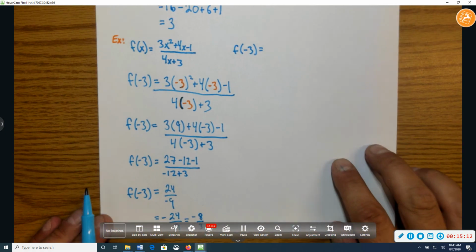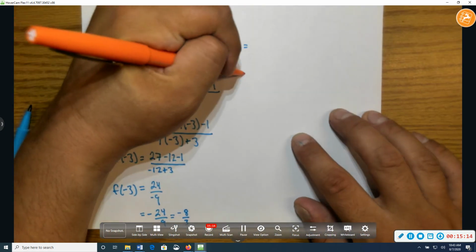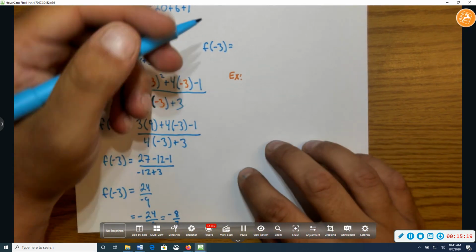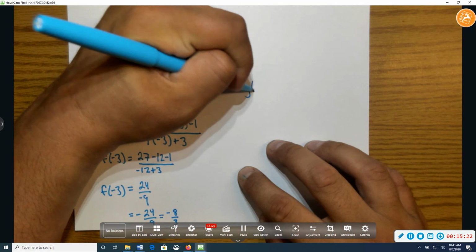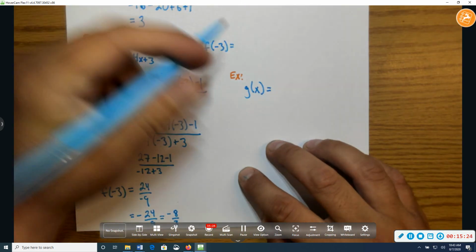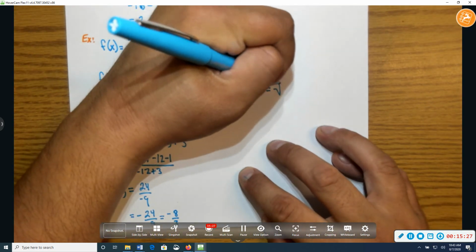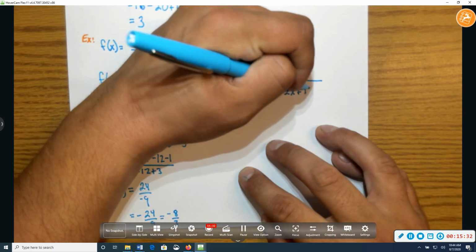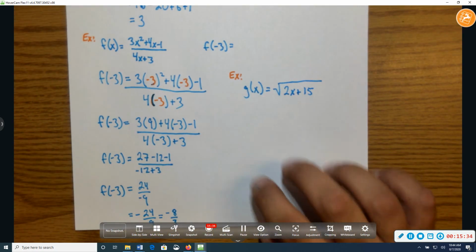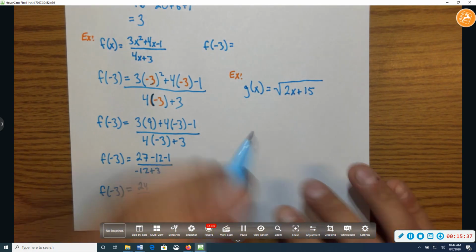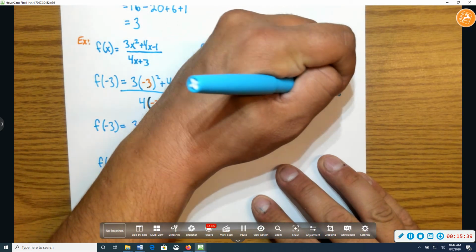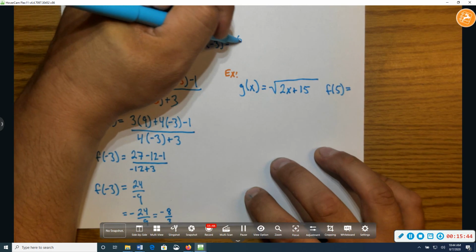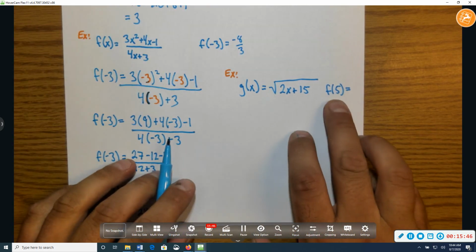Let's do one more example, because we'll get kind of a different form as well. And say we have something that looks like this. g of x is equal to the square root of 2x plus 15. So let's recall square roots. And we want to find g of 5. Oh, I never wrote the answer up here. Negative 8/3. Okay.